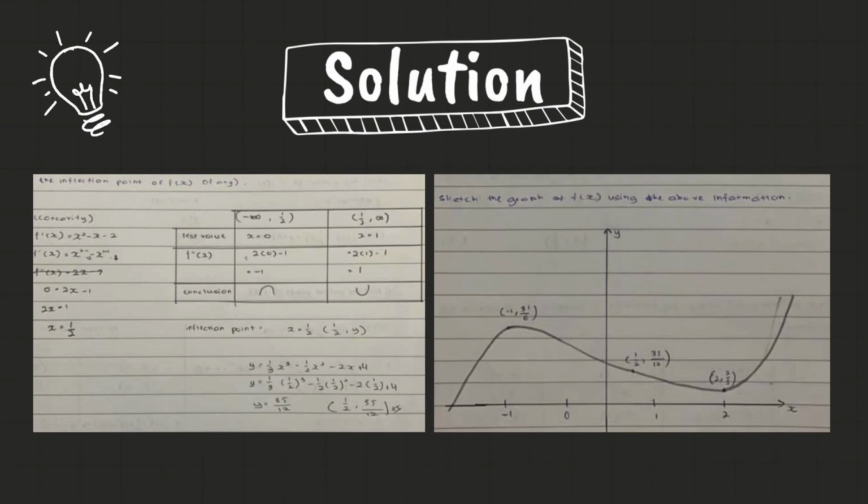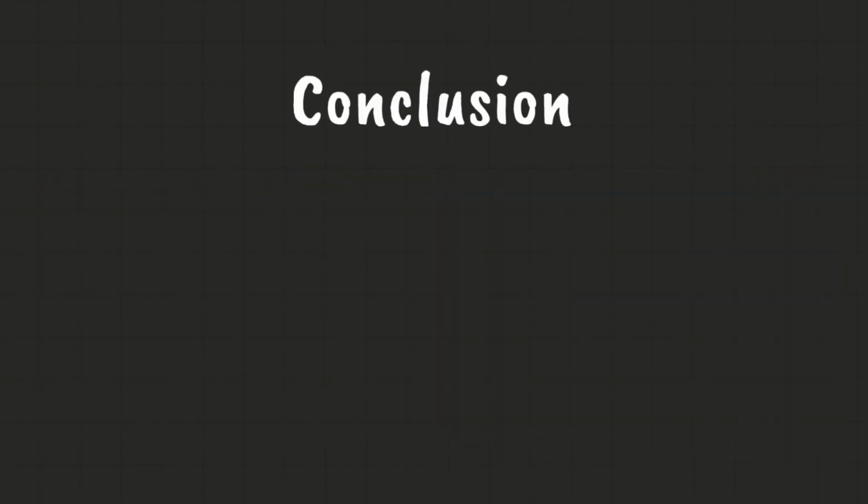How to find the inflection point of f(x)? Use the x equal to 1 over 2 value. After that, put the value of x into the function f(x) equation. For the last question, sketch the graph of f(x) using the above information. The maximum and minimum points are from the critical points, and the point between the maximum and minimum points is from the inflection point. The graph sketch is from the conclusion of question number 3.